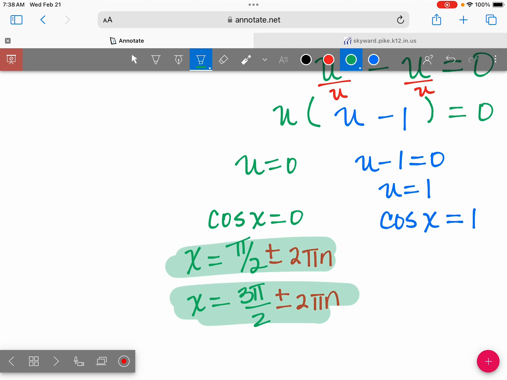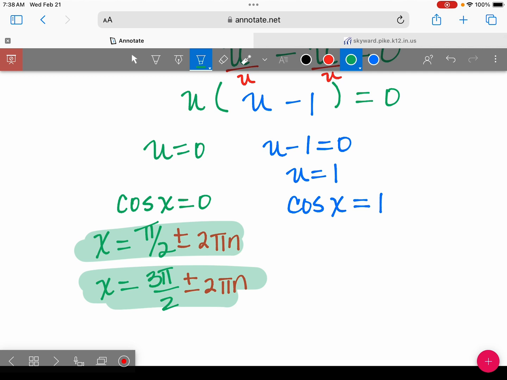All right, where is cosine equal to positive 1? So 0. Now, technically, we could also say 2 pi. But it's the same place. It's at the same spot on the unit circle. So we'll just say 0. So x equals 0 plus or minus 2 pi n.